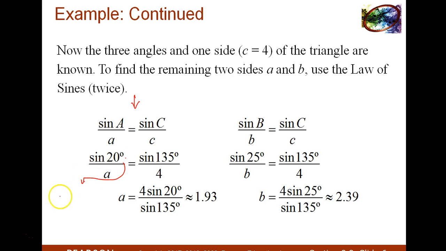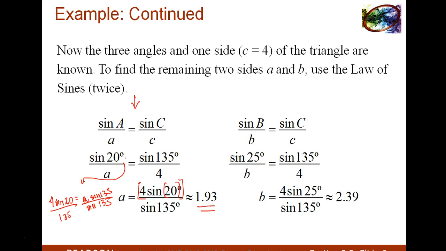So I'm going to come out to the side here and get 4 times the sine of 20 is equal to A times the sine of 135, and then you could divide off the sine of 135 from both sides, and that's how they get to that mess right there. Plug this in your calculator, make sure that you have all your parentheses where they need to be. I like to do it in steps because you see I have an old version of the calculator. It's hard to tell where some things land. And you get that side A is a 1.93.